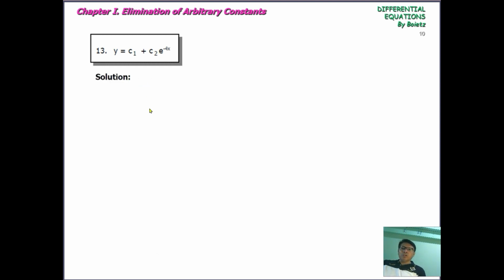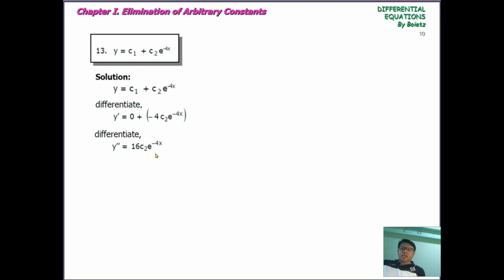So, solution. There are two arbitrary constants, so you differentiate twice. Again, this is the derivative of e to the u, which is e to the u du. So y prime, the derivative of C1 is 0. This will be negative. So, negative 4 C2 e to the negative 4x. Then, another differentiation, y double prime. Negative 4 times negative 4 becomes positive 16, so C2 e to the negative 4x.